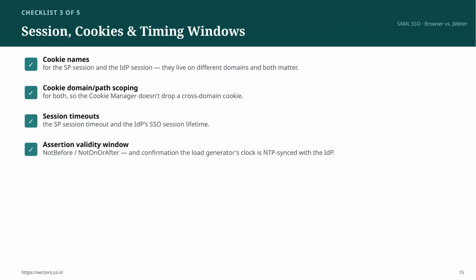Third, session cookies and timing. There are 2 separate cookies to track, one for the SP session and one for the identity provider's own session. And they live on different domains, so both the cookie names and their domain and path scoping matter. The scripter also needs both session timeouts, the SP's and the IDP's SSO lifetime. And critically, they need the assertion's validity window, along with confirmation that the load-generating machine's clock is synchronized with the identity provider. This one causes some of the most confusing intermittent failures if it's overlooked.